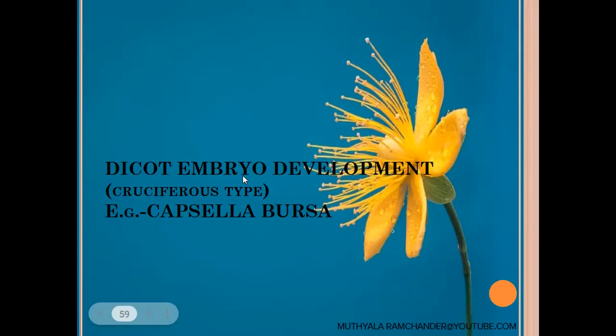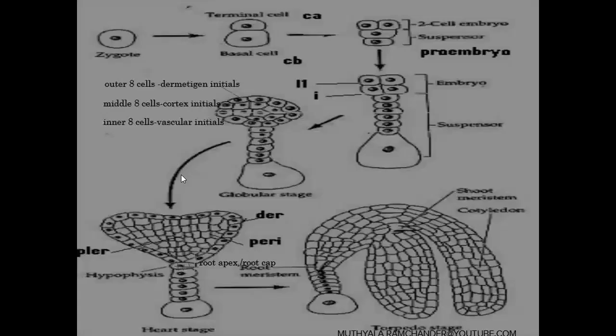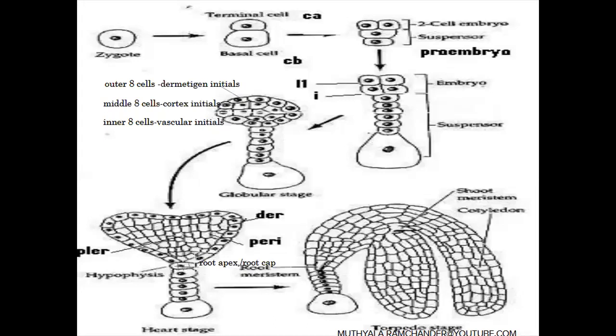Dicot embryo development was first identified in cruciferous families, so it is also called the cruciferous type of dicot embryo development. In cruciferous species, the main species is Capsella bursa-pastoris, which belongs to the dicot plants. We will discuss the development of the embryo in Capsella bursa-pastoris today. This is the diagram of dicot embryo development in Capsella.